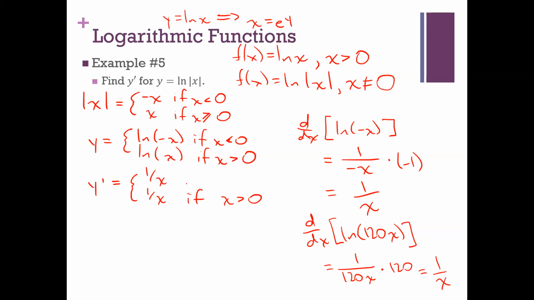So now what I have is the derivative of this function is 1 over x. Basically it's defined everywhere except at 0. Well, the original function's not even defined there. So y prime is just simply 1 over x, but I'll point out for x not equal to 0, even though the function's not even defined there.